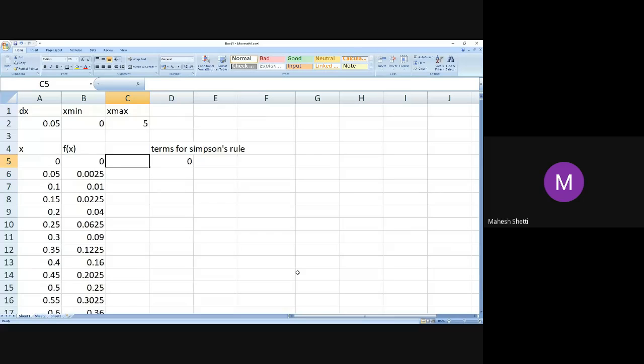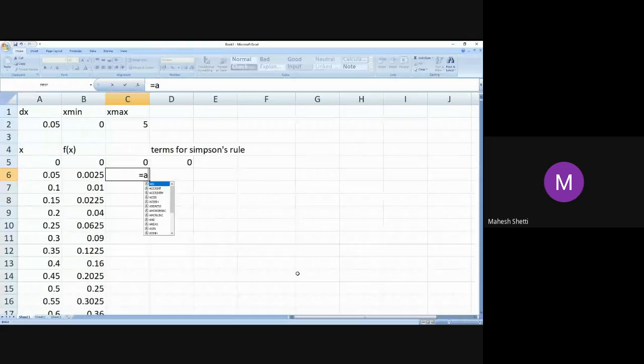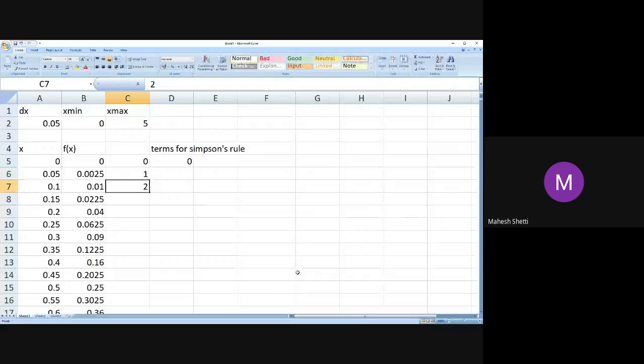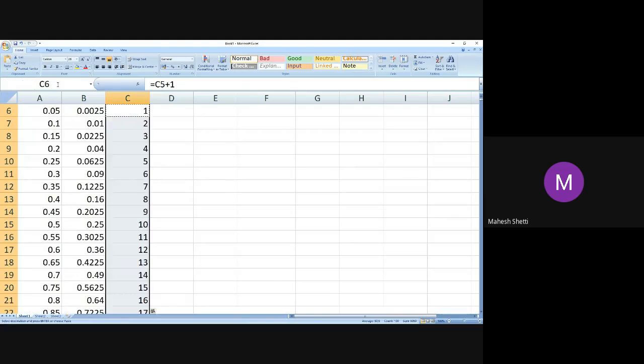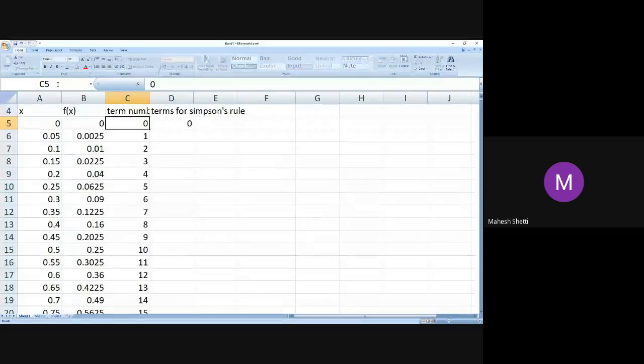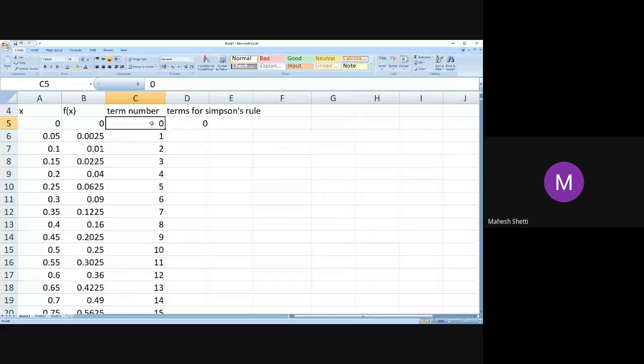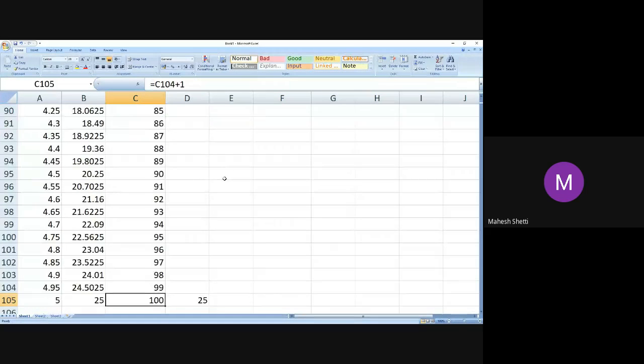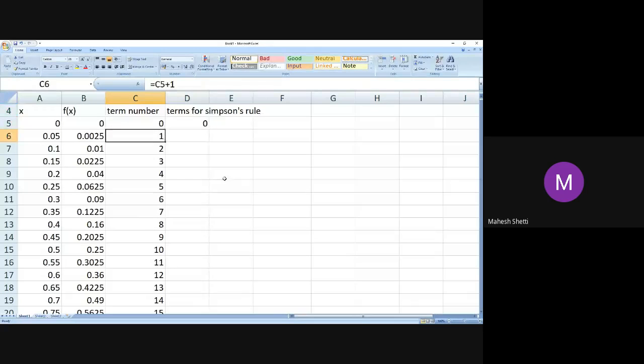So what I'm going to do is put one extra column here. I will start with 0, 1, 2, and so on. So I may just add 1 to this: C5 plus 1, and then C105. What I've done is I'm just writing the term number. Let me write term number so it becomes clear for people who are looking at it. So it becomes term 0 to term 100.